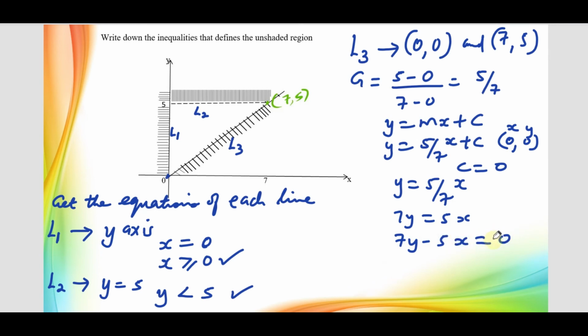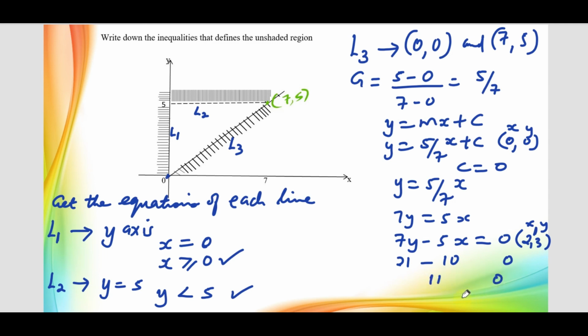Now, you need to write the inequality using the inequality sign. Pick a point that is on this required region, the unshaded region. A point like (2, 3). You pick a point like (2, 3), and substitute it in this equation. So this will be 21 minus 10, and then 0. 7 times 3 is 21, 5 times 2 is 10. So 21 minus 10, you get 11, and then 0.